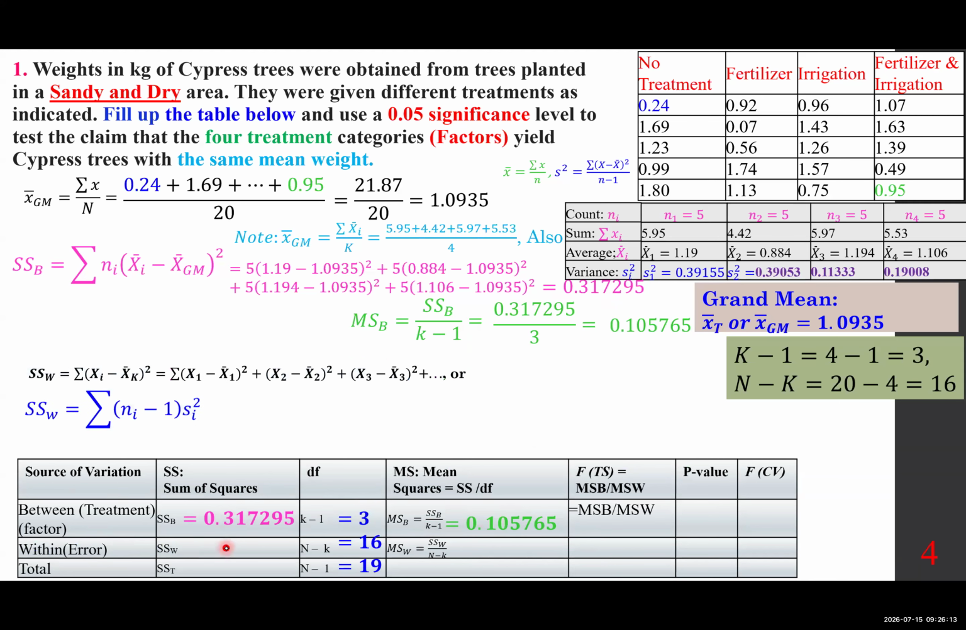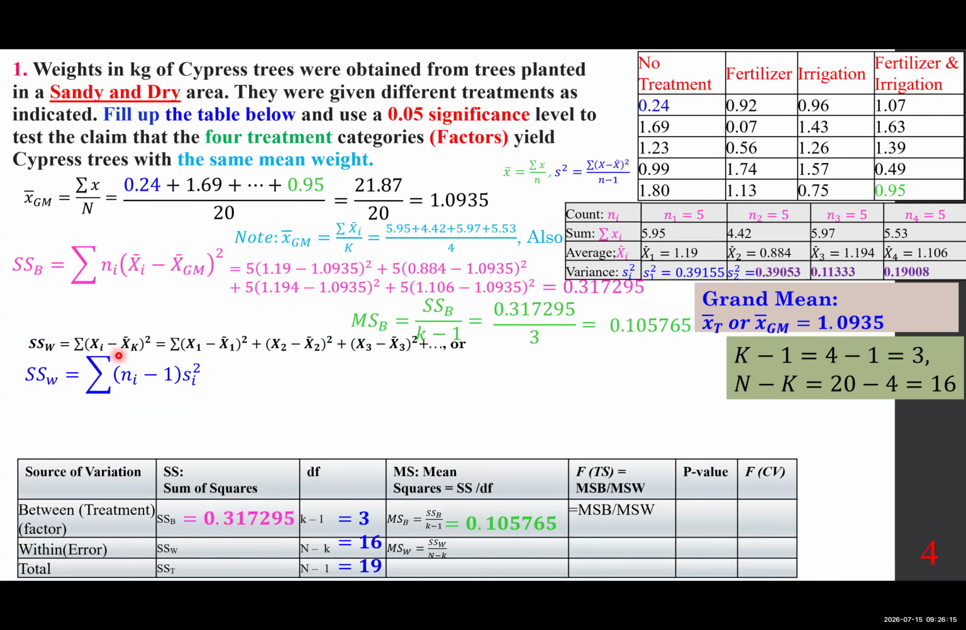Now, the within error is x sub i minus x sub k quantity squared, all the way to the end. That is within, which means all you have to do, because we've already calculated this, is n sub i minus 1. Remember this was 5, so minus 1 makes it 4, times S1 squared. This one happened to be 4 again. Again, they may not be the same. Times S2 squared and so forth. This is the within. This is one way to calculate it.